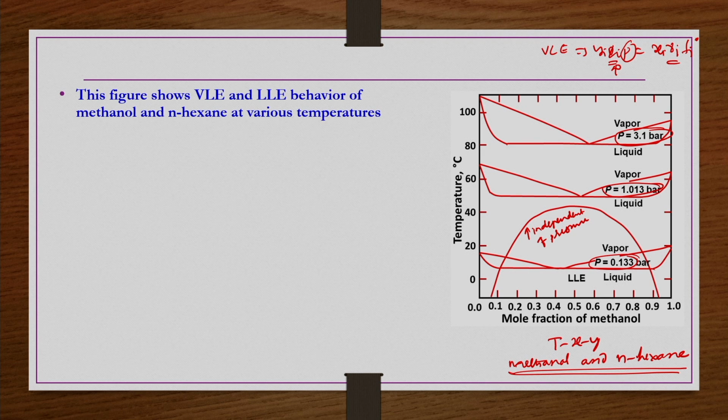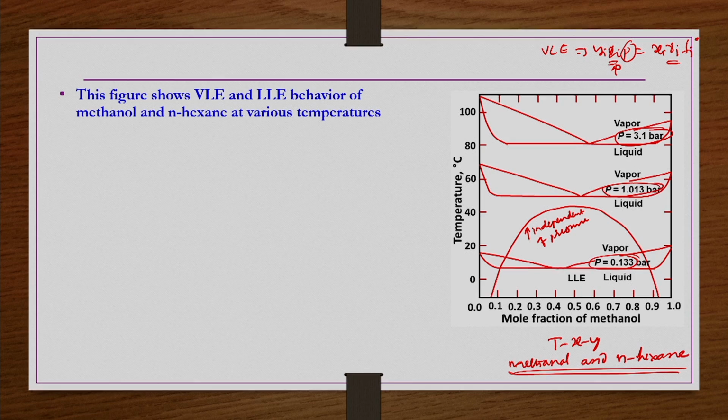So, this figure shows VLE and LLE behavior of methanol and n-hexane at various temperatures. It is exactly the same way as what we have done previously, but now we are taking an example and trying to come to the state where we have the VLLE curves directly. Previously we took the generalized one directly. Now, step by step, we do this VLE evaluation and LLE evaluation, and then see how we can come out to the case where we can have VLLE as well.